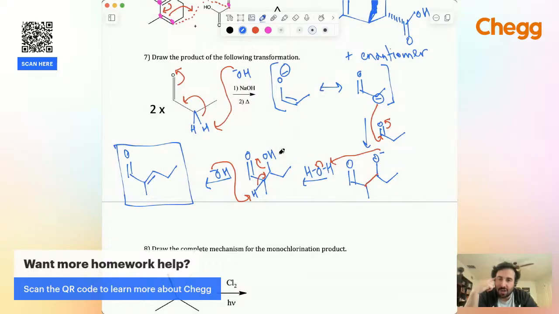So this is the aldol addition product. Then we did the condensation. A condensation we would summarize as minus H2O. And once again, when we say minus H2O, what we mean is H plus OH. That's what that is. So that is the aldol condensation.